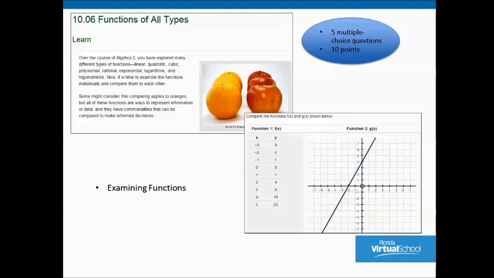10.06 deals with functions of all types. During the course, the students learned about all different types of functions. In this lesson, they compare them to each other. The assessment is 5 multiple choice questions worth 10 points.